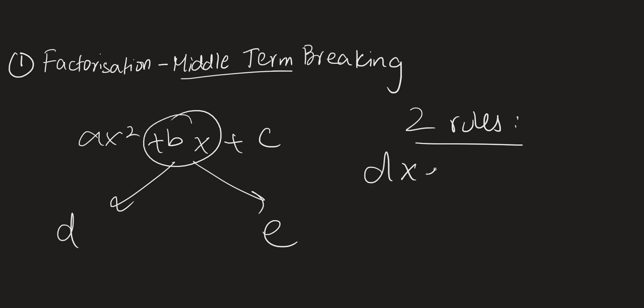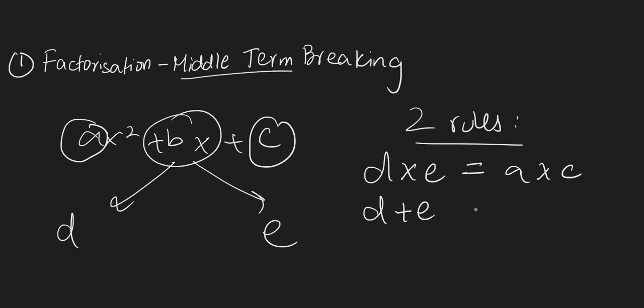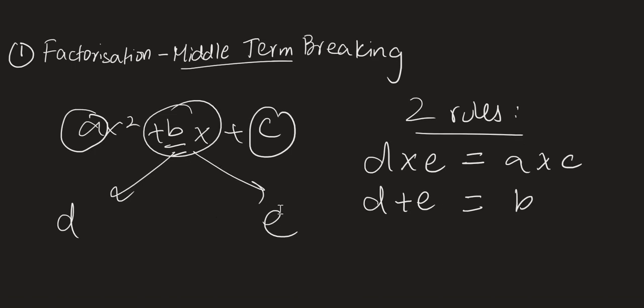First rule is that the product of D and E should be equal to the product of A, which is the coefficient of x squared, and C, which is the constant. And the second rule is that the sum of D and E should be equal to B, which is the coefficient of x. So let's do this with an example.